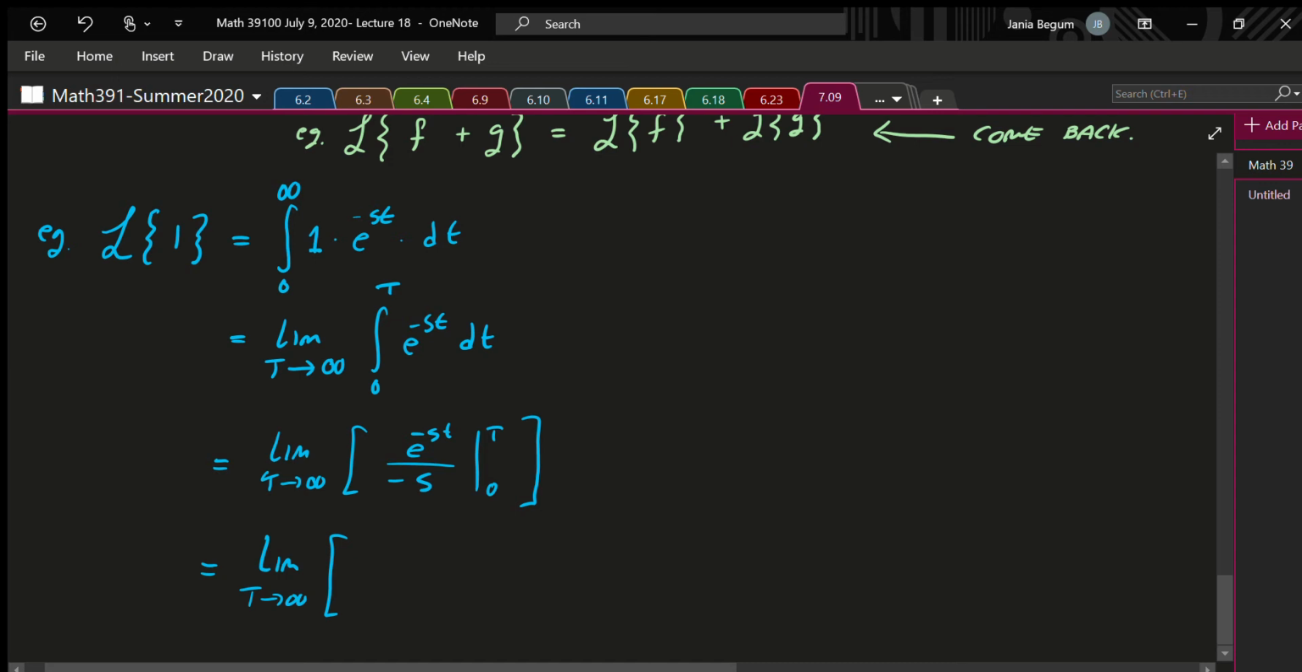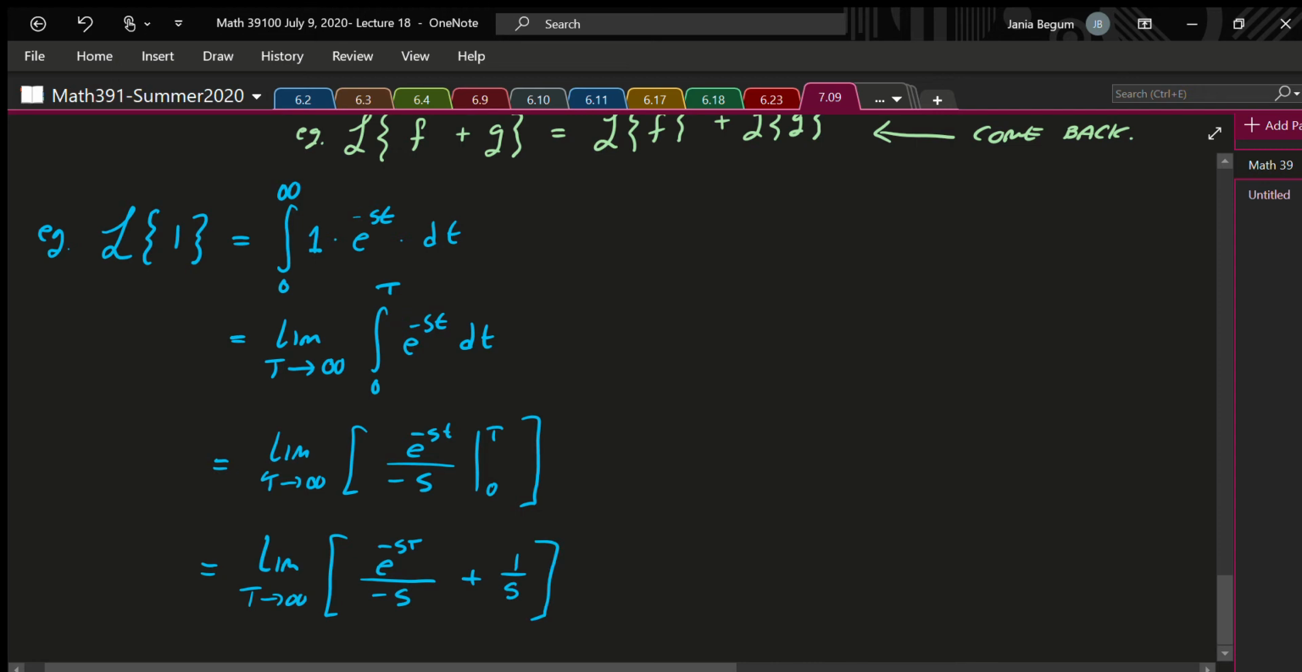So we have e to the negative sT over negative s, minus, right? When you plug in the bottom limit, you have to subtract, minus e to the 0, which is 1, over negative s, so it's plus 1 over s. Now we're ready to take the limit.